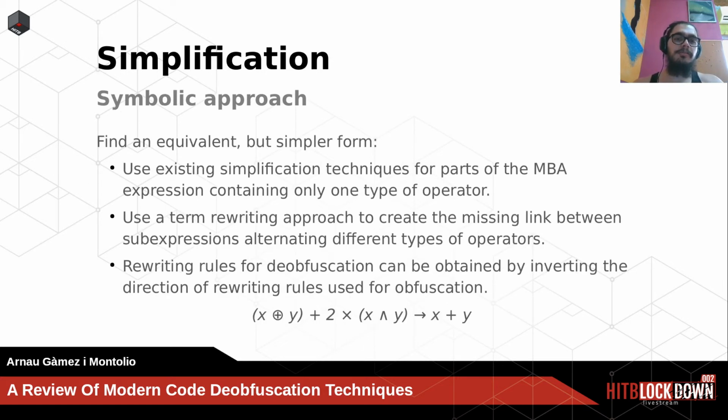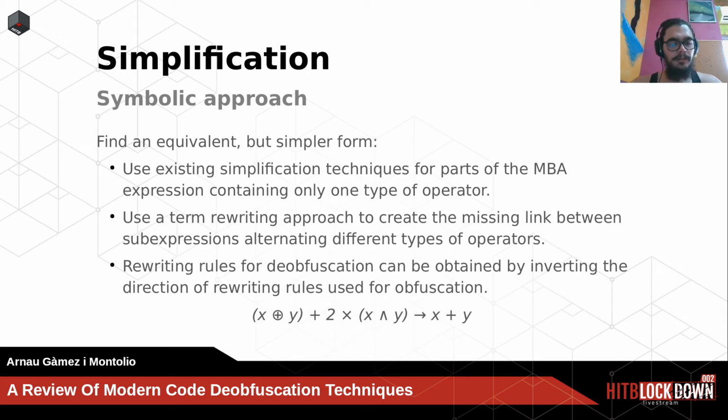Then we find another simplification approach that is usually taken, which we call the symbolic approach, with the idea being just finding an equivalent expression, but in a simpler form. Basically, we want to use the existing techniques that we know for arithmetic simplification and for Boolean simplification for those parts of the expression that contain only one type of operator. And then we can use a term rewriting approach to create the missing link between those sub-expressions that alternate different types of operators.